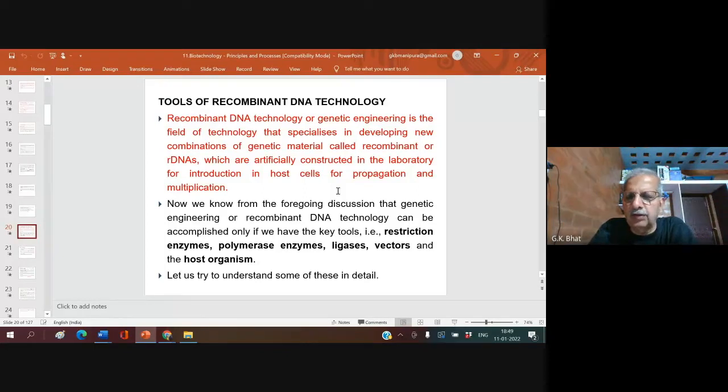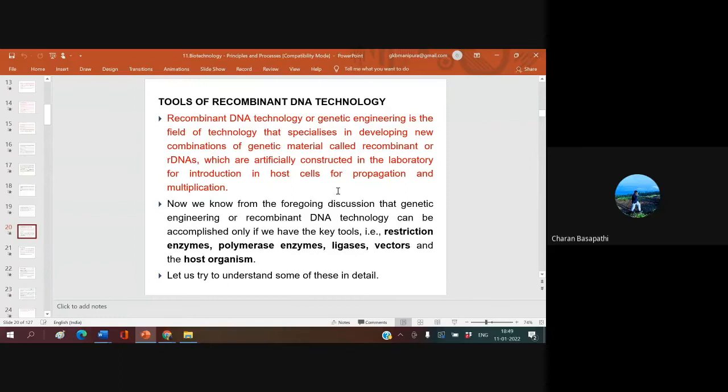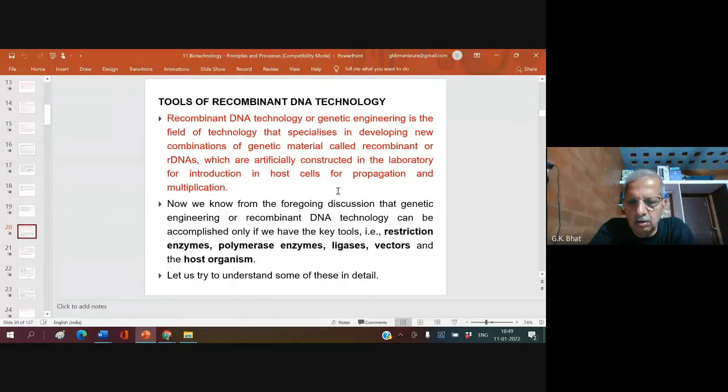Charan, why are vectors required? To transfer the gene of interest.